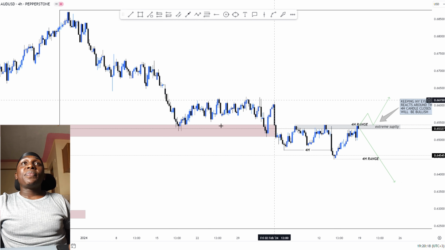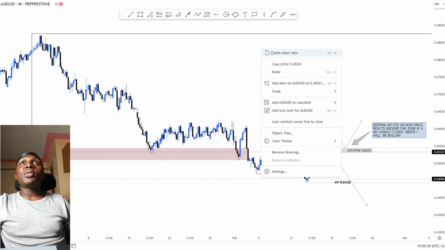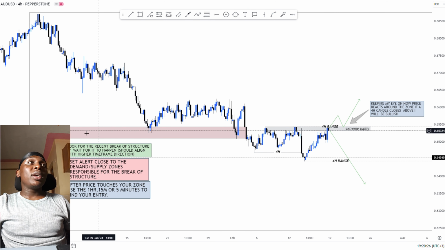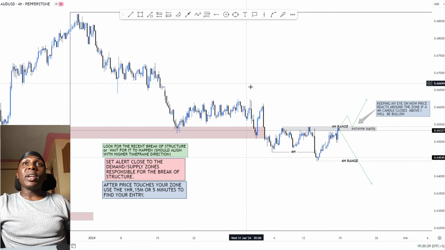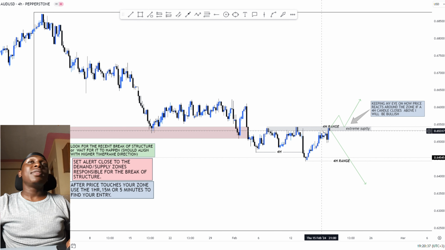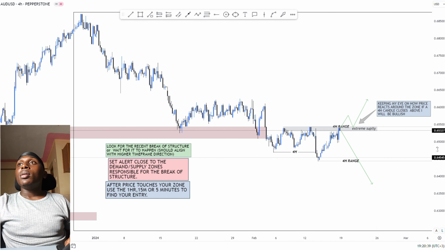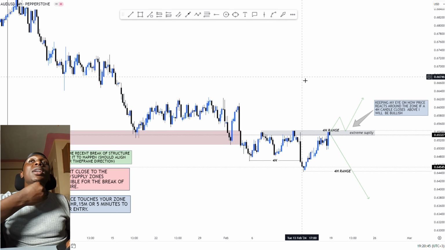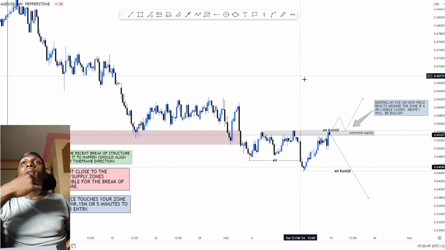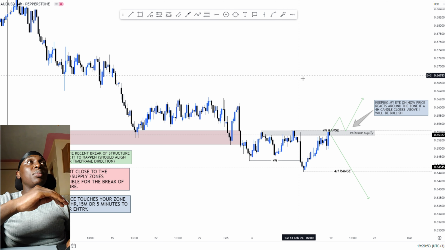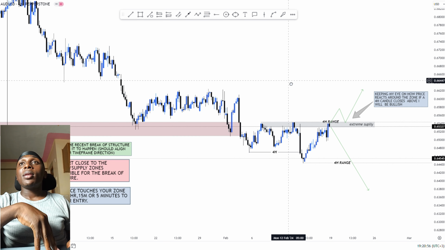AUDUSD 4-hour time frame. So we'll start off by looking at the recent break of structure which happened right here, and then you can see the market is in a nice downtrend which aligns with the daily time frame price direction. So after establishing that, the next thing we need to do is look for the recent demand or supply zone so that we can put an alert and wait for price to get there.